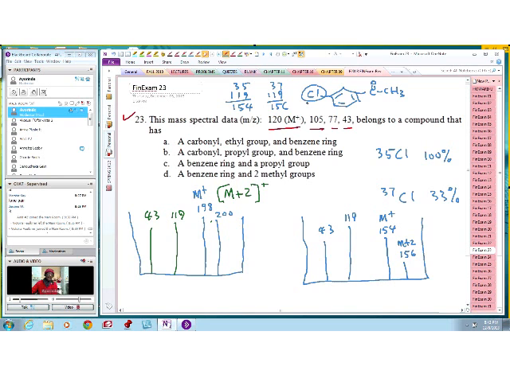Now the same thing also applies to sulfur. In the case of sulfur, the M+2 ion is only 5%.